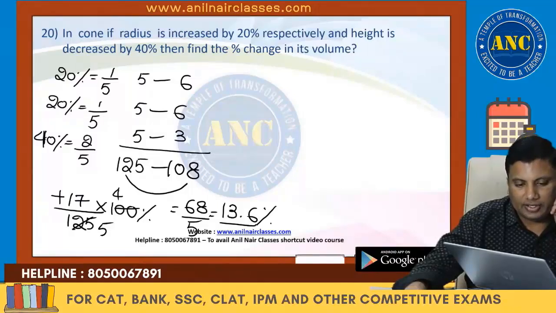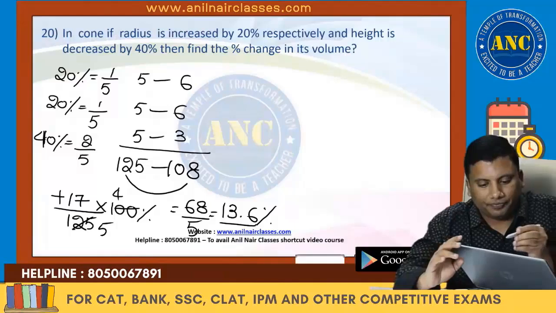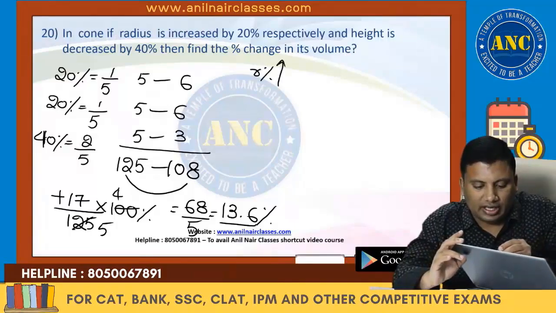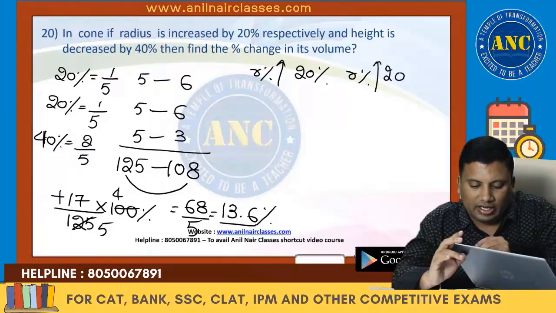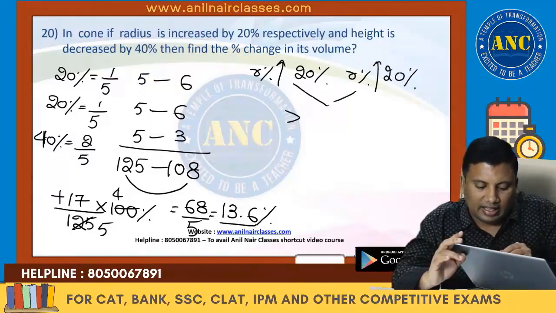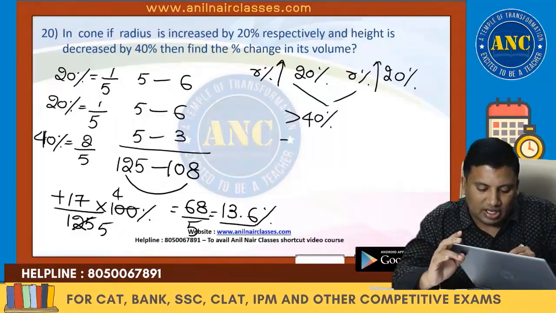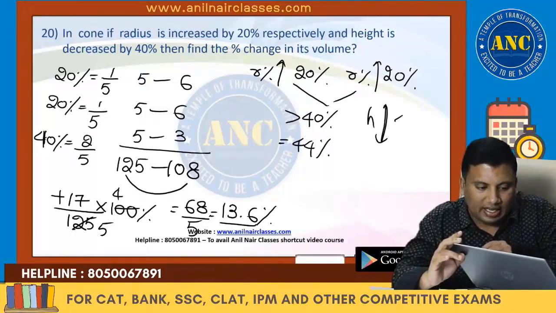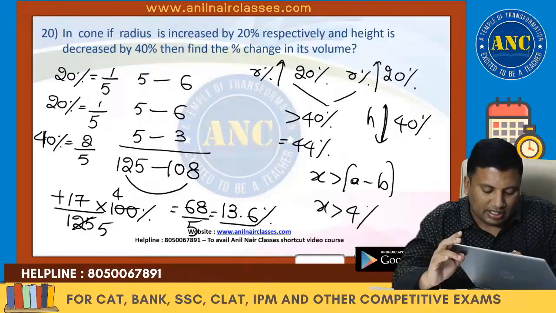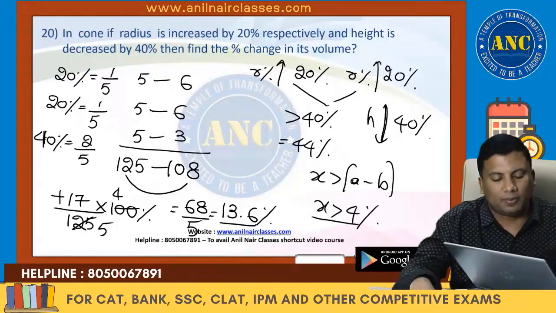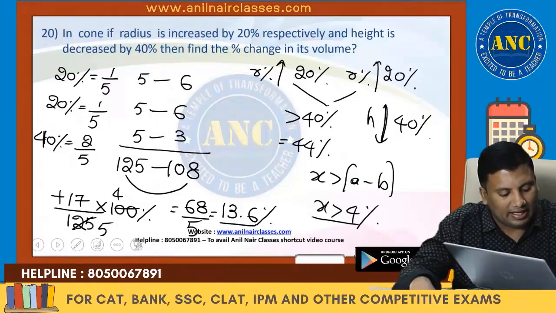So these are nothing but R percentage, it is 20. Again it is R percentage 20. So these are greater than 40 percentage, or more or less it is 44 percentage. Height is decreased by 40. So X is greater than A minus B. Answer is greater than 4 percentage. Keep an eye on the answer option. I hope the idea is clear.